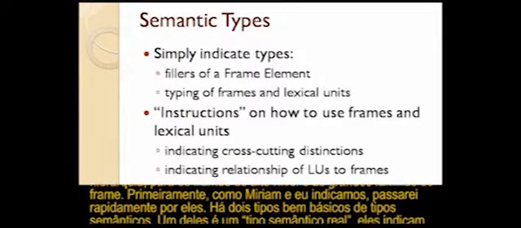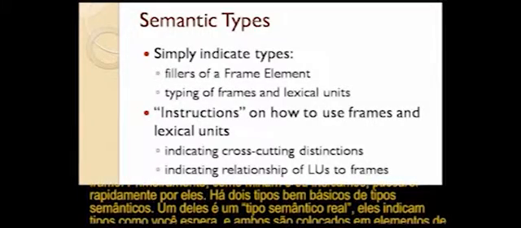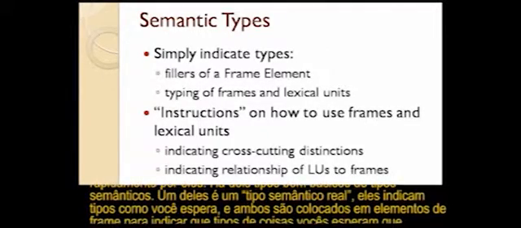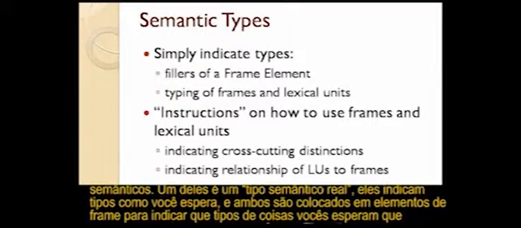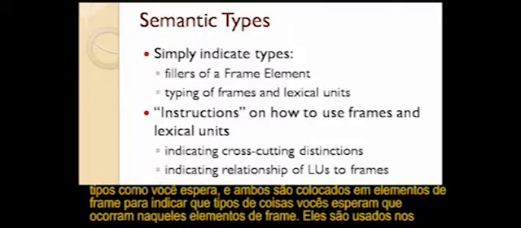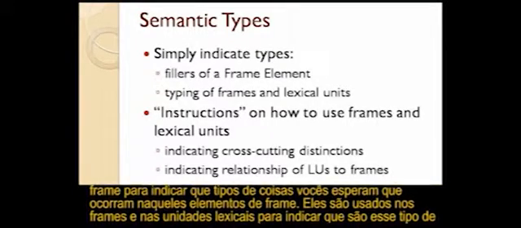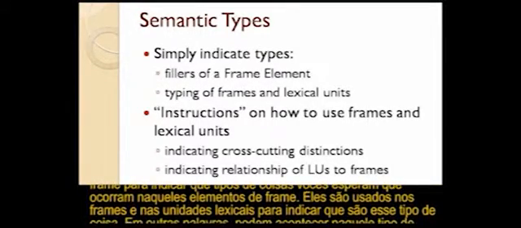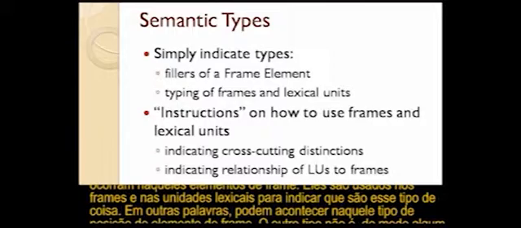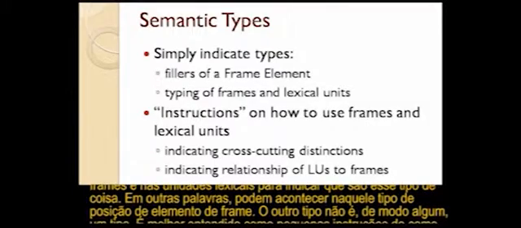First of all, as Miriam already indicated, so I'm going to go through relatively quickly, there are two really basic kinds of semantic types. One of them is a real semantic type. So they just simply indicate types as you'd expect, and they're placed both on frame elements to indicate what kinds of things you expect to actually occur in that frame element. And they're used on frames and lexical units to indicate that they are that kind of thing. In other words, that they might occur in that kind of frame element position.